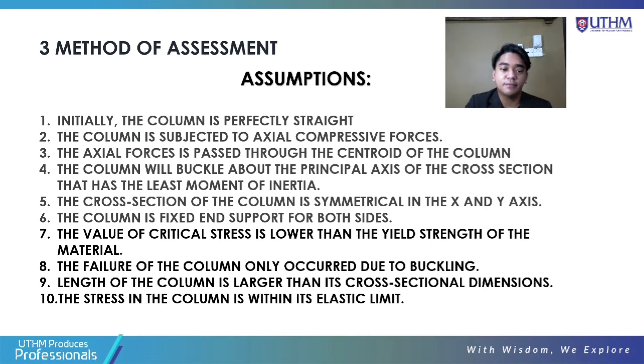Next, the column is fixed and supported on both sides. The value of critical stress is lower than the yield strength of the material. The eighth one, the failure of the column only occurs due to buckling. The second last one, the length of the column is larger than its cross-sectional dimensions. And the last one is the stress in the column is within its elastic limit.